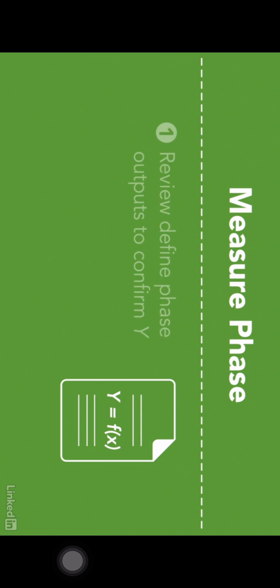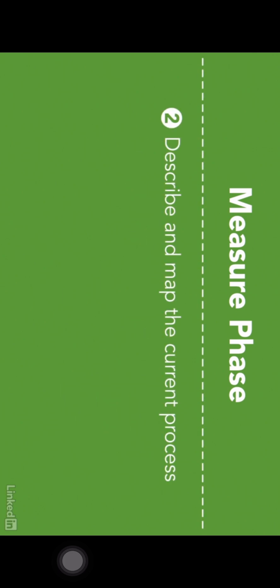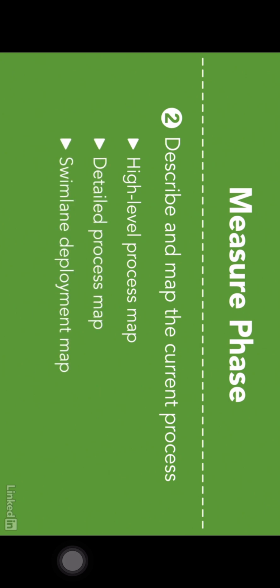The steps that make up the measure phase are: first, confirm the Y in Y equals f of X by reviewing all the outputs from the define phase. Next, describe and map the current as-is process. You do this by starting with a high-level process map, then decompose the process as needed using detailed process maps or swim lane deployment maps. Make sure that process owners and other key process stakeholders are involved.